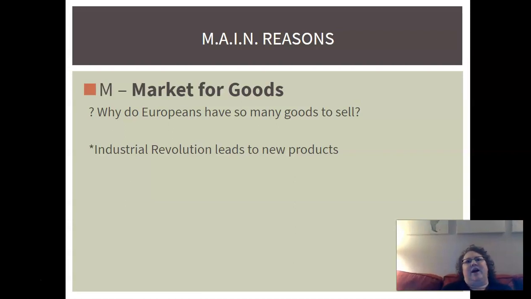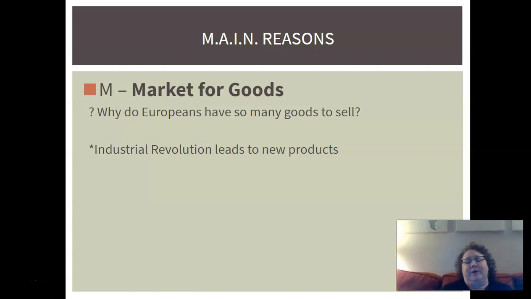So these factories have now produced all of these amazing products, and we got to have people to sell them to. So that's what a market is. We got to have goods to places to sell them. So you have a space to write market for goods, and then you also need to write where the question is under that, Industrial Revolution leads to new products. And so there's all these amazing things that they can't produce in Asia and Africa because they don't have the structure, the support, the factories, the machines that they do in Europe. So all these things that the Europeans are making, they're going to have no problem selling to the people of Africa and Asia. Also, they're limited in what they can sell in Europe.